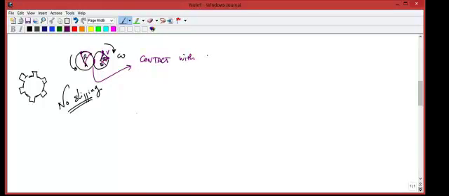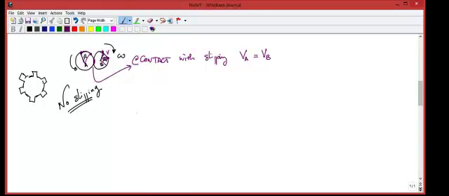Since they are in contact, every time you have a contact with no slipping, you will be able to assume that at contact, the linear velocity is the same. That's the beauty of gear. At contact, if there is no slipping, the linear velocity of any point on the rim of that gear is going to be the same.